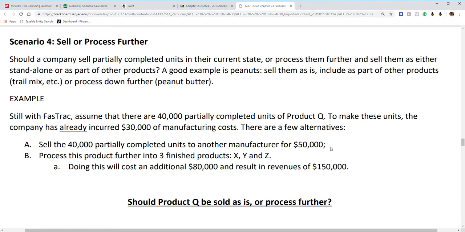While Professor B goes, life is like a box of chocolates, but let's go ahead and process this product a little bit further into 3 finished products, X, Y, and Z, and later we'll call them Bubbles, Blossom, and Buttercup.